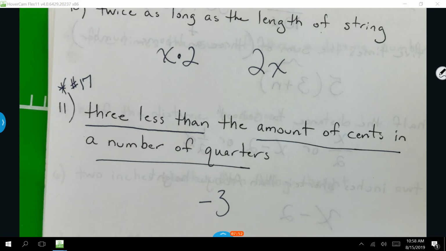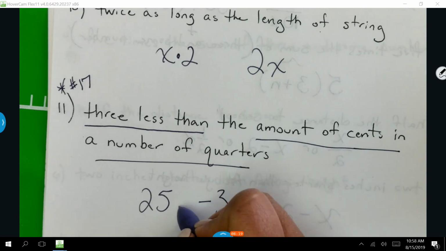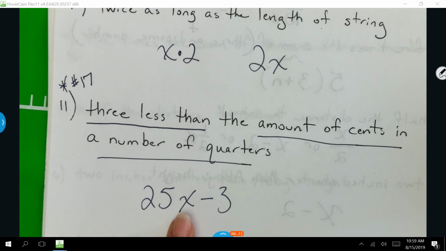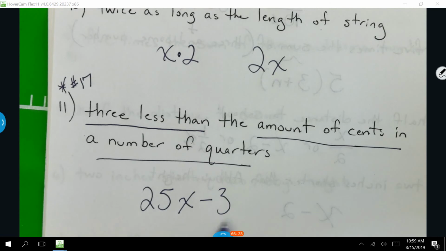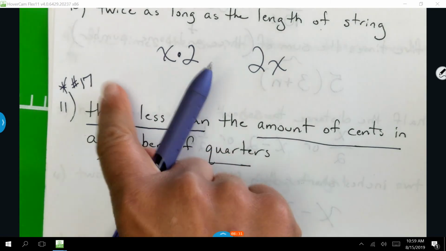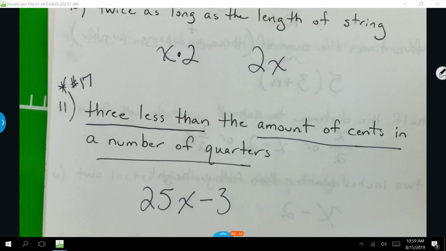The amount of cents in a number of quarters. Okay, what if you had 1 quarter? How many cents do you have? 25. What if you had 2 quarters? 50. What if you had 3 quarters? 75. What if you had 87 quarters? How would you solve that? 25 times 87. Well, do we know how many quarters you have? No, so that is your x. So you're just going to have 25x, because you could have 1 quarter, you could have 100 quarters. All right? But you have 3 less than that. Okay, so again, that's just like number 17 in your work for today.